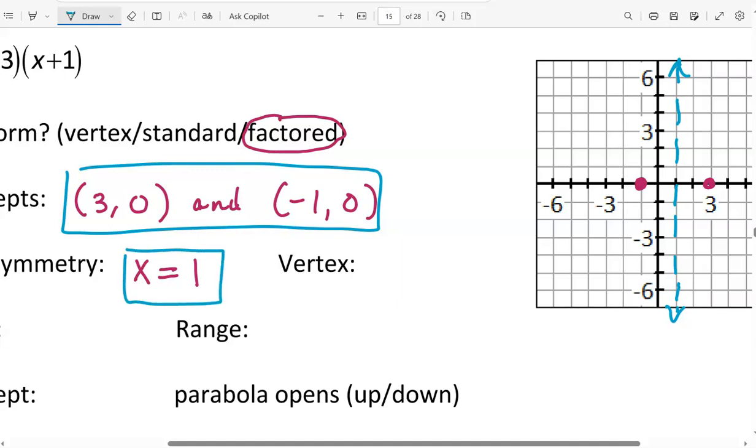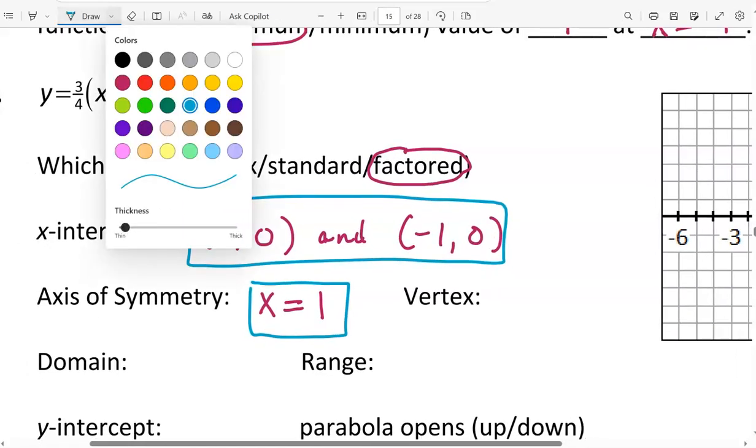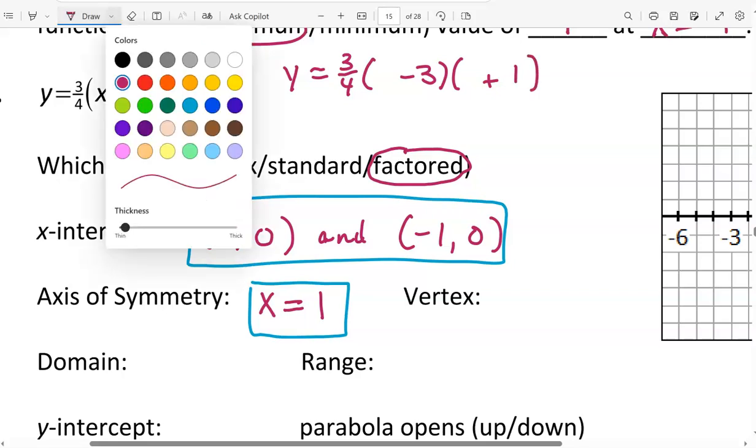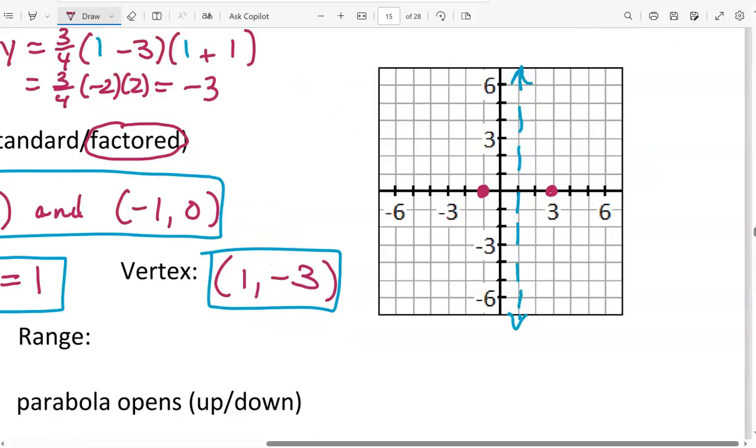Once we know the axis of symmetry, we know the x value for the vertex. So we can find the y value for the vertex by taking the equation and replacing all of the x values with 1. Doing the arithmetic, that's 3/4 times -2 times 2, or 3/4 times -4, which is -3. So our vertex lies at (1, -3). Let's go ahead and plot that point, (1, -3).